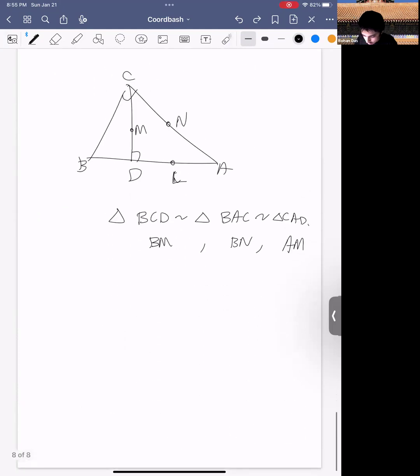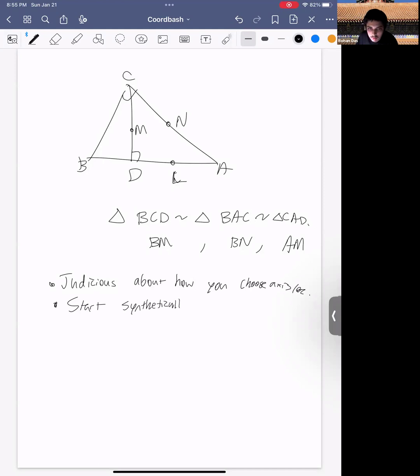So the main takeaways are that you should be judicious about how you set up a problem. So how you choose axes. You should start synthetically and just work through the problem synthetically until you can't see anything else, while also keeping in mind, is this coord bashable quickly, and know what to avoid.